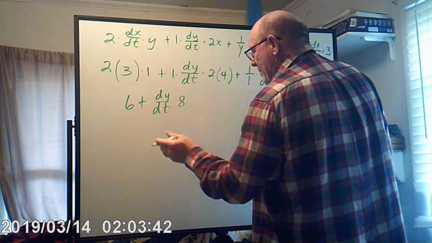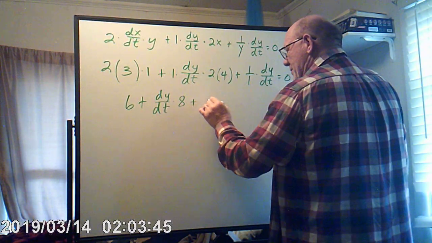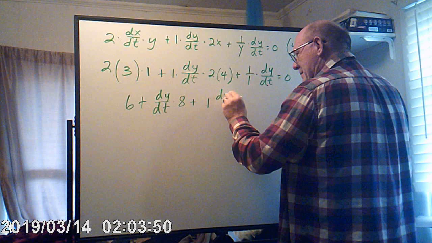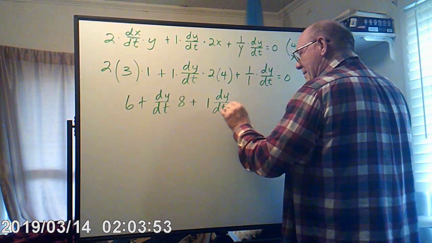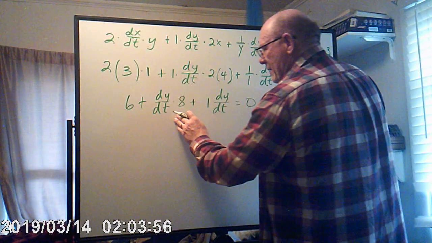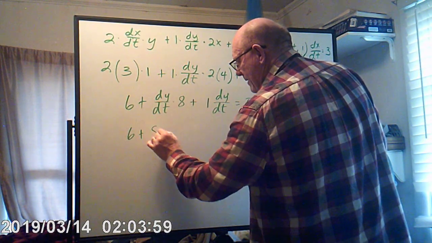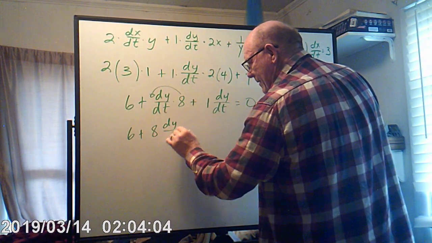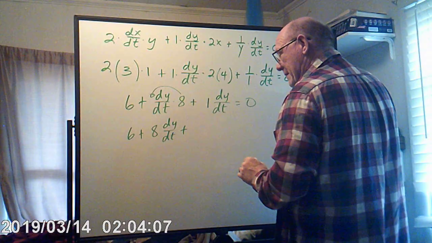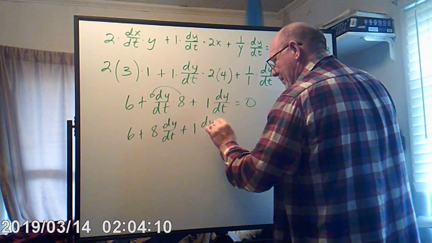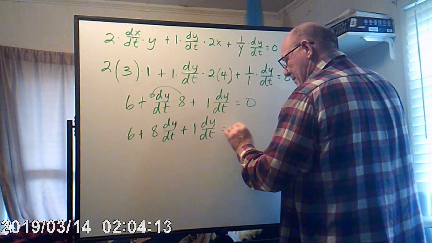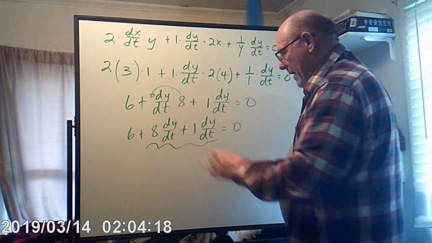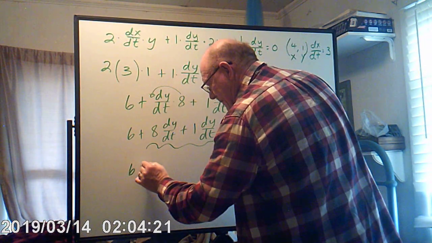So we'll just rewrite it on the next one. Plus 1. 1 over 1 is 1. Dy over dt, 1 times that. So let's do this. 6 plus 8. Move this over here in front. Dy over dt plus 1 dy over dt. Well, we have a common dy over dt, don't we? See that? 8 plus 1 is 9, so 6 plus 9.